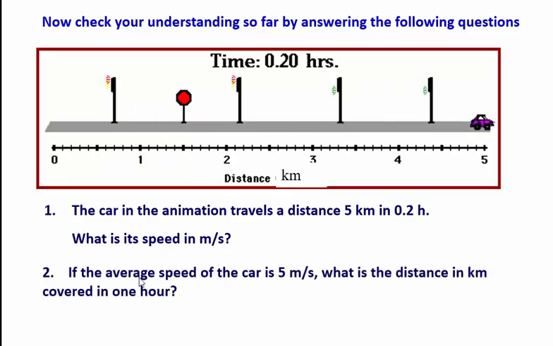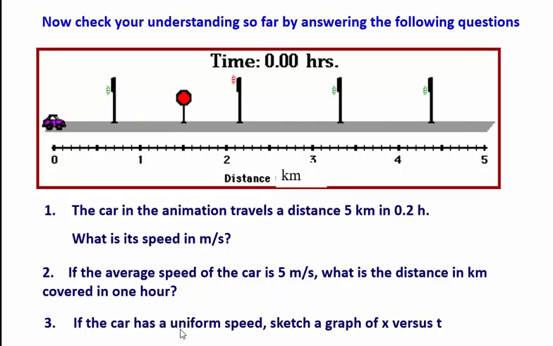Number 2, if the average speed of the car is 5 meters per second, what is the distance in kilometers covered in 1 hour? All right. Number 3, if the car has a uniform speed, sketch a graph of x versus t. But take some time and answer these questions, making sure that you write all the steps. If you want to check the answers, keep on watching.